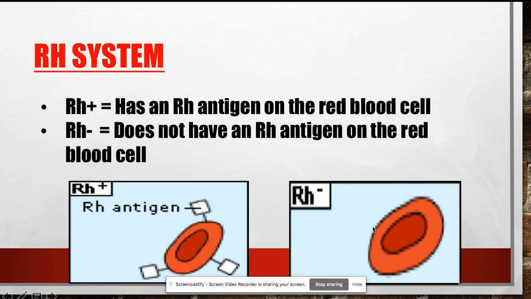So what I like to always remember this by is saying I tested positive for something, that means that I have it, right? So if I am RH positive, it means that I have an RH antigen. If I am RH negative, negative means that you don't have it. I do not have an RH antigen on the surface of my red blood cell. So instead, I would have the RH antibody swimming around in my plasma here.